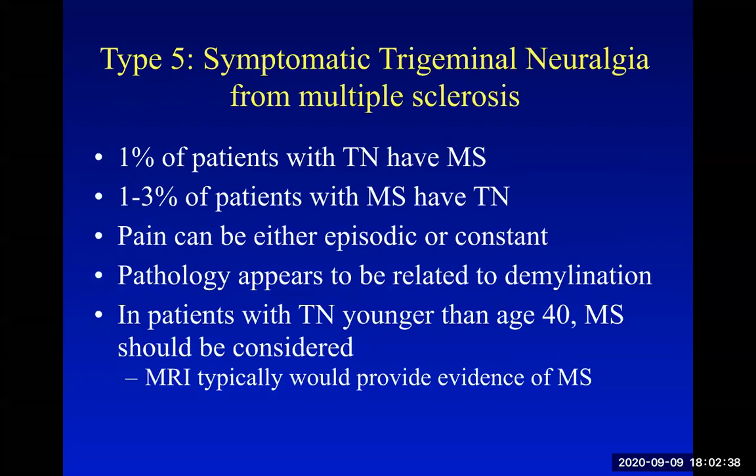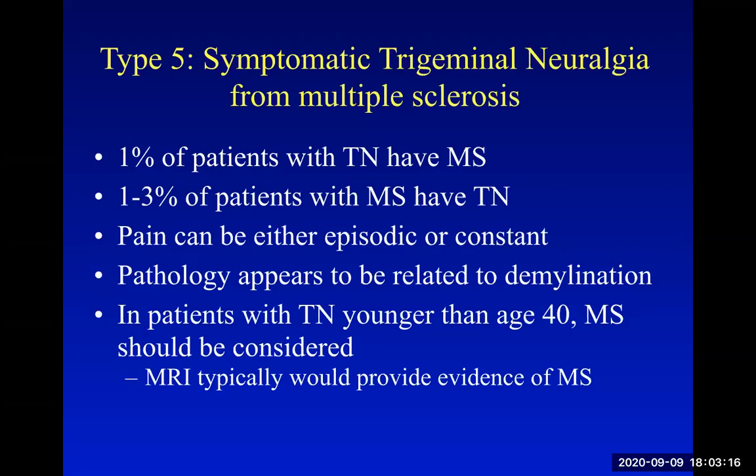Type 5 pain is trigeminal neuralgia that occurs from multiple sclerosis. So how does this happen? Multiple sclerosis is an inflammatory process in which your body develops antibodies that attack some of the lining of the nerves. You can think of it as kind of an autoimmune process. And multiple sclerosis is responsible for about 2% of patients with trigeminal neuralgia.